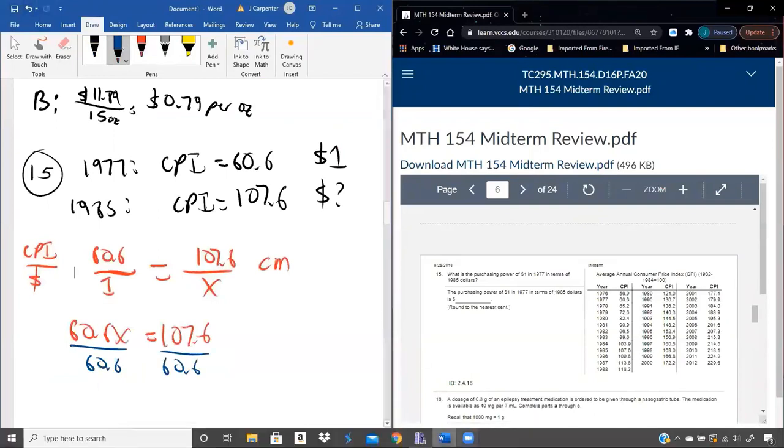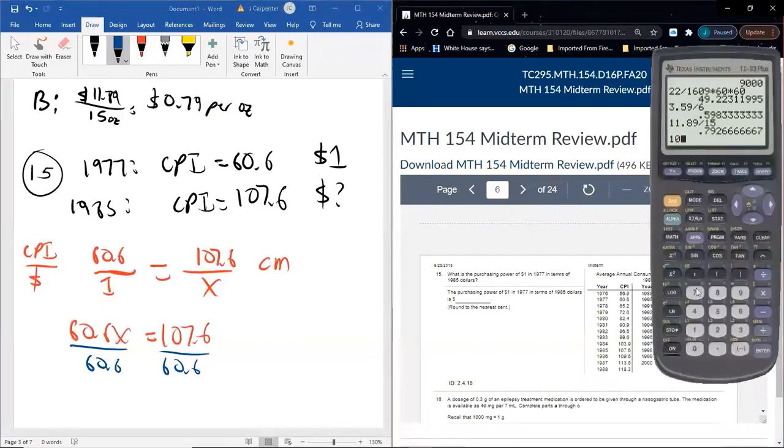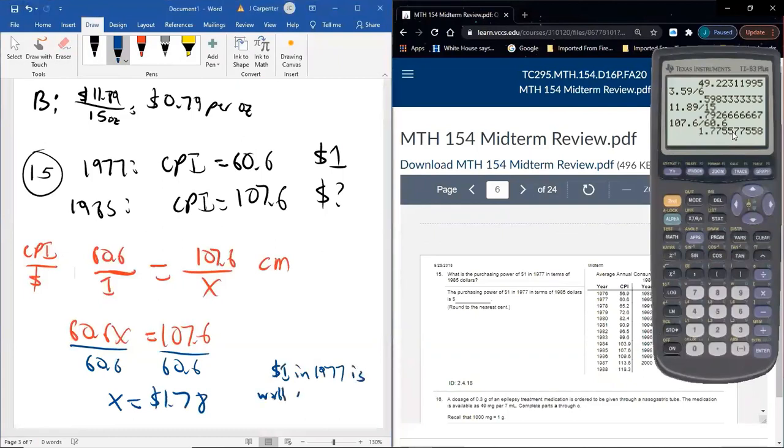We pull out a calculator. 107.6 divided by 60.6, and we get 1.775, and so on. Of course, they tell us to round to the nearest cent, so 1.78. That means a dollar in 1977 is worth the same as $1.78 in 1985. So if you have a good that is inflated exactly according to the CPI tables, you would need $1.78 to buy that good in 1985, whereas you'd only need $1 in 1977.